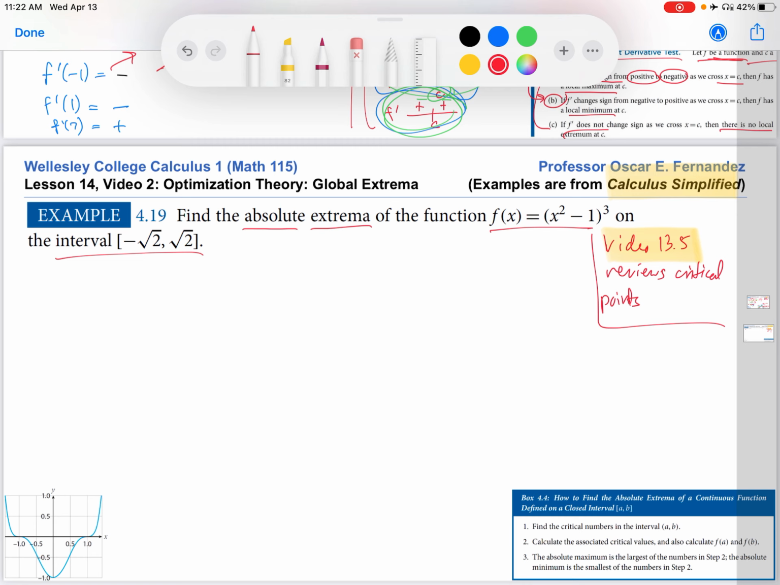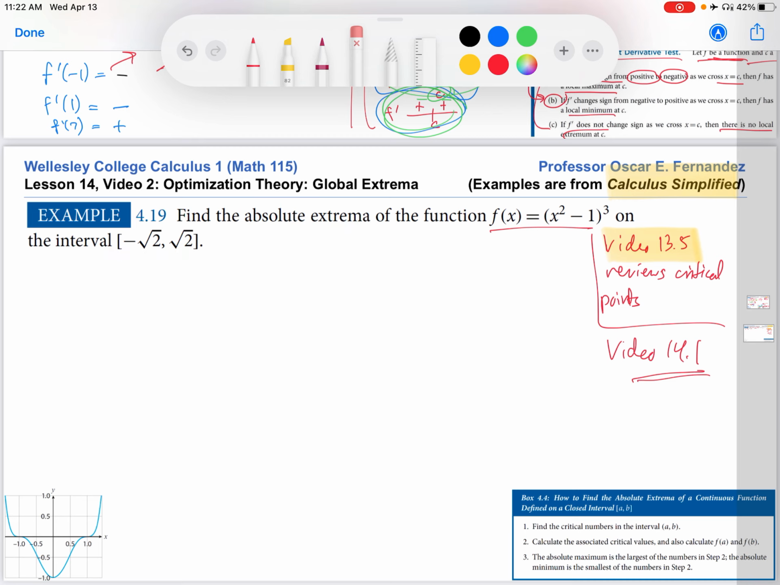If you are unfamiliar with this phrase, unlike local extrema, which we covered in video 14.1, absolute extrema are the highest y value of the graph on the interval that's given, and the lowest y value of the graph on the interval that's given. So those are the absolute extrema of the graph.